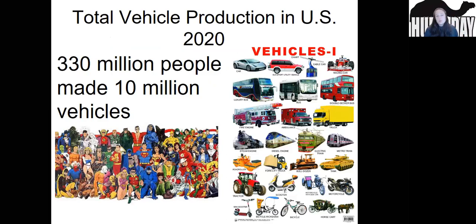So we'll do an example. If the total vehicle production in the United States in 2020, so last year, was 10 million vehicles, and 330 million people made 10 million vehicles, that's not a lot per person. We can see that because in the United States we don't have a lot of vehicle production anymore. All those manufacturing plants have moved. A lot of them have moved to Mexico.